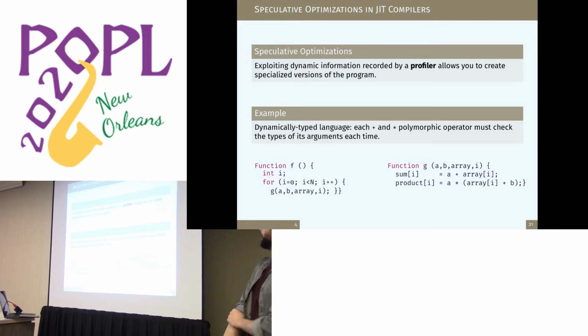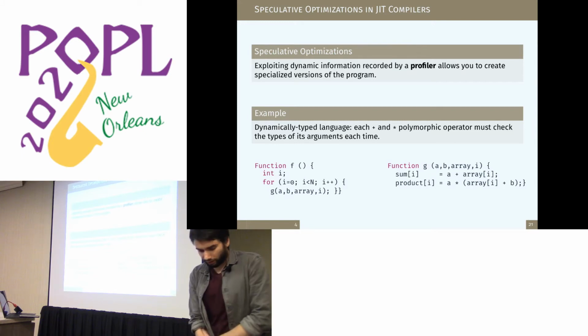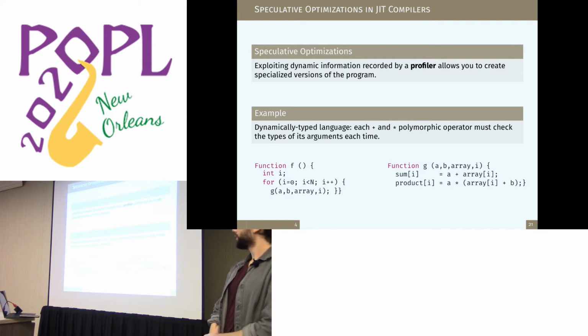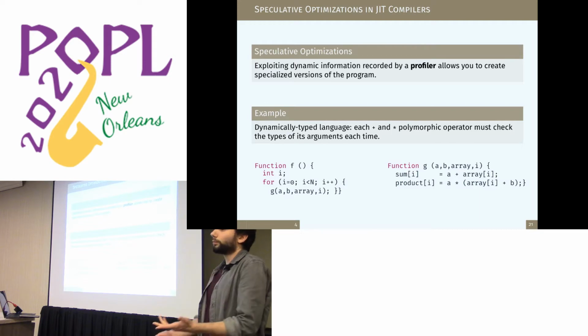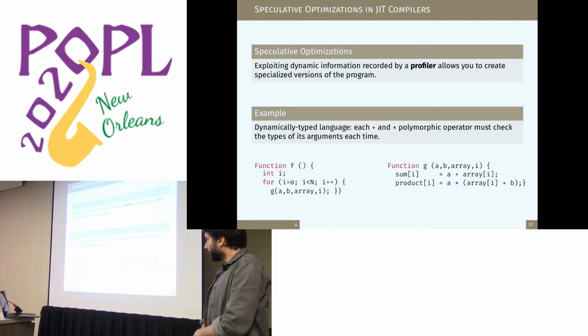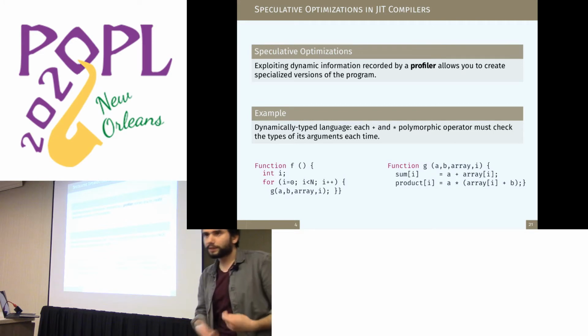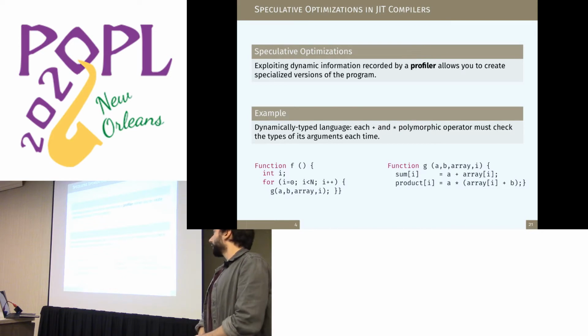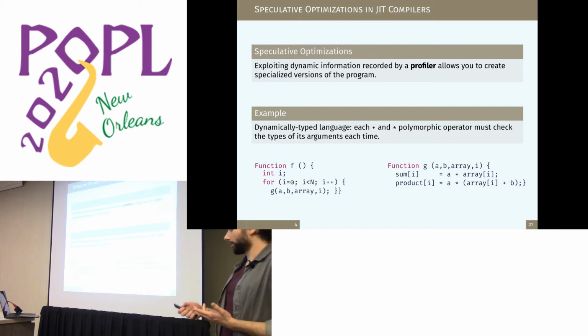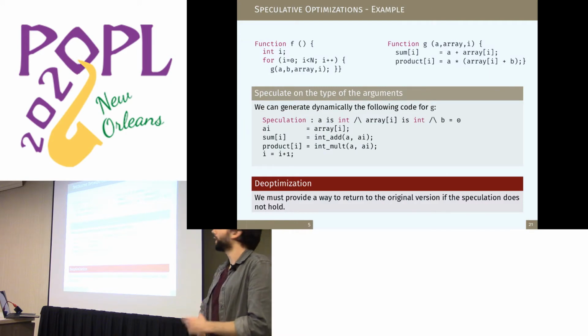In this setting, the plus and times operators are actually polymorphic functions. They are not so efficient because each time you interpret them, you need to check the types of the arguments to decide which procedure to actually call when you do the sum or the product. And if you call f, and then you call g repeatedly, and you see that g is always called with, for instance, integer arguments, then you might think that it's a bit redundant to always check the type of the arguments. You would like to say, okay, I know that my function will probably be called for integers. This is what you can do with speculative optimizations. So what you will do is generate the following code for g.